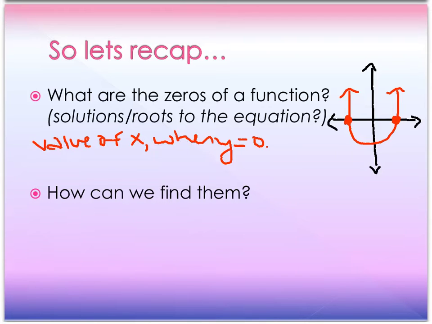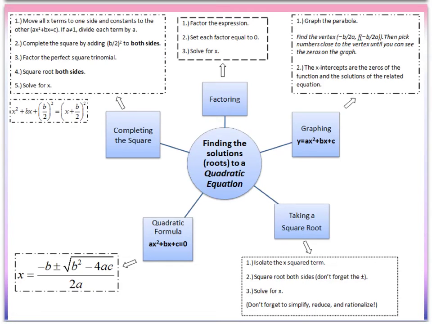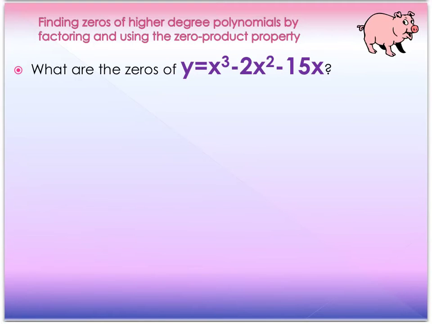So those are the zeros of the function. Now how can we find them? Well, we found them in many different ways. We factored, we used the quadratic formula, we graphed, we completed the square, we used the square root method. So here's a summary of all the methods that we used to find the solutions of a quadratic equation. We completed the square, we factored when possible, we graphed, we took a square root when b was equal to 0, or you could always use the quadratic formula. So we're going to be using these different methods to help us solve higher degree polynomials. We're going to be looking at higher degree polynomials and trying to find the zeros of these polynomials using some previous knowledge that we already have about solving quadratic functions.